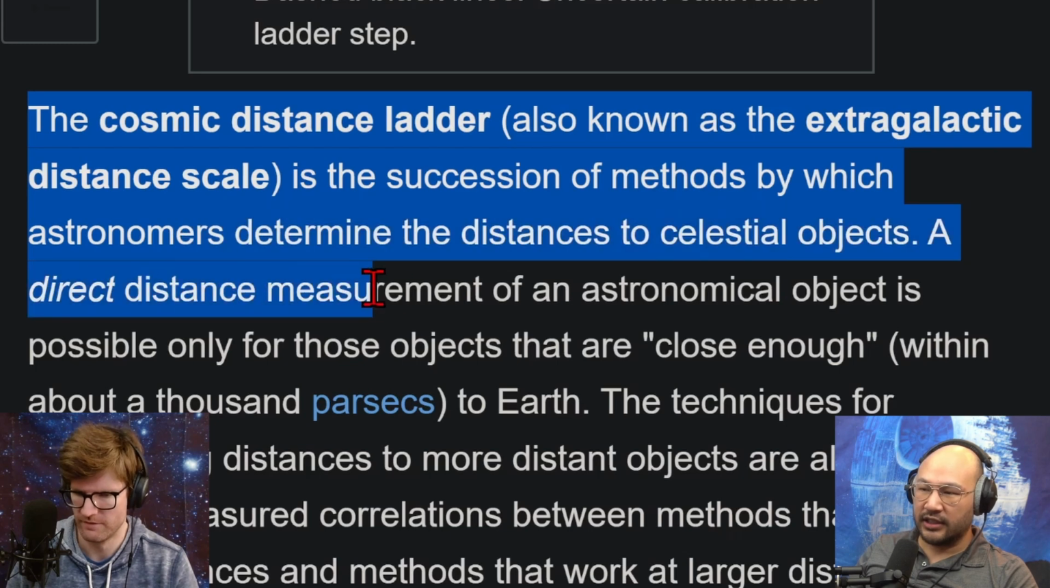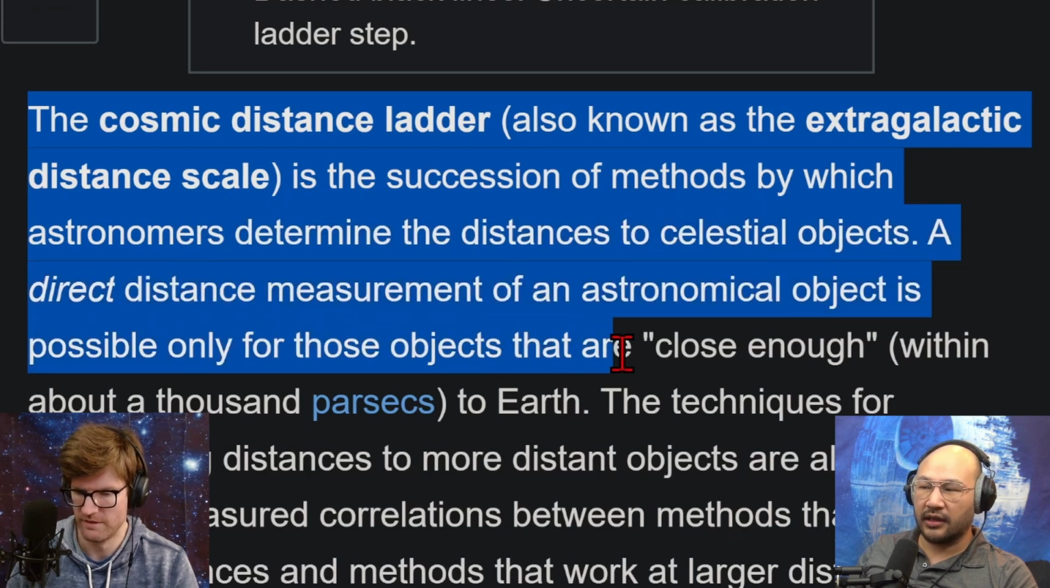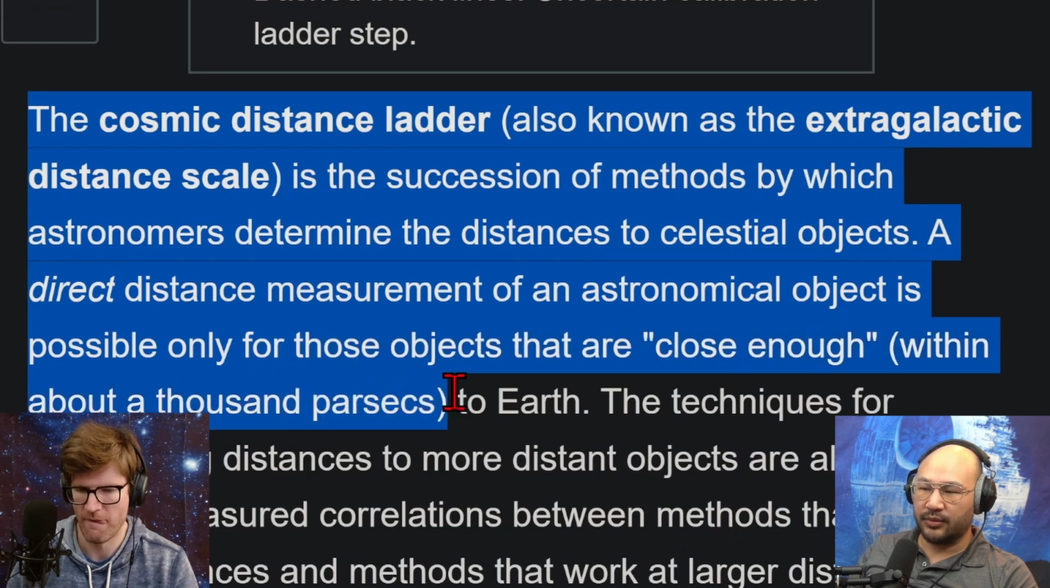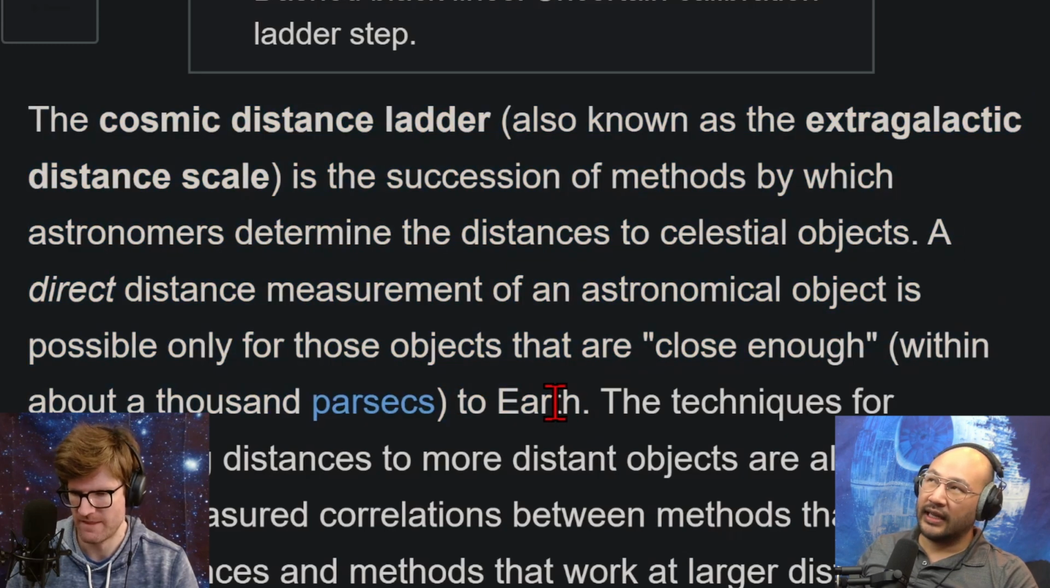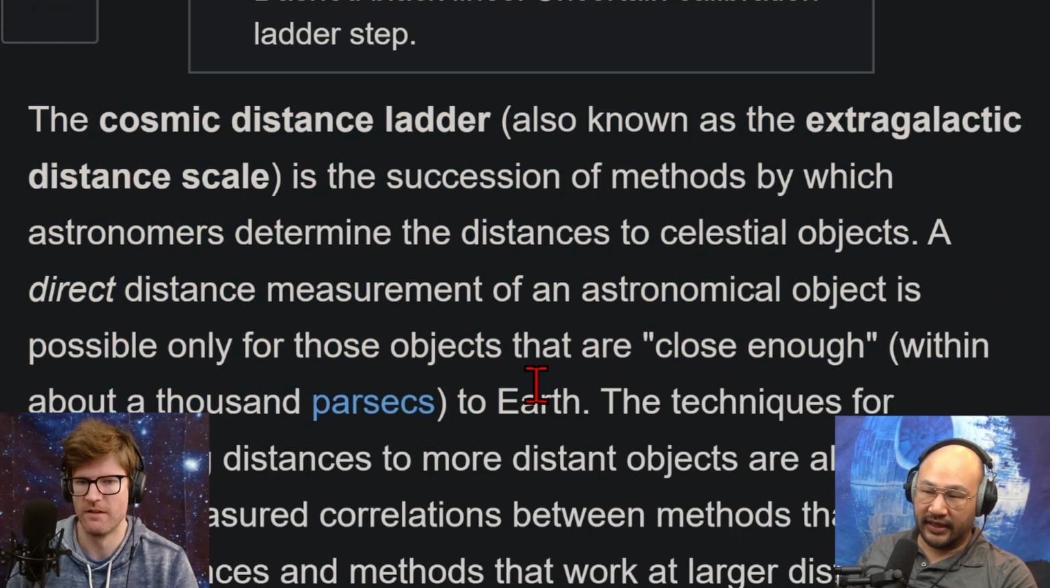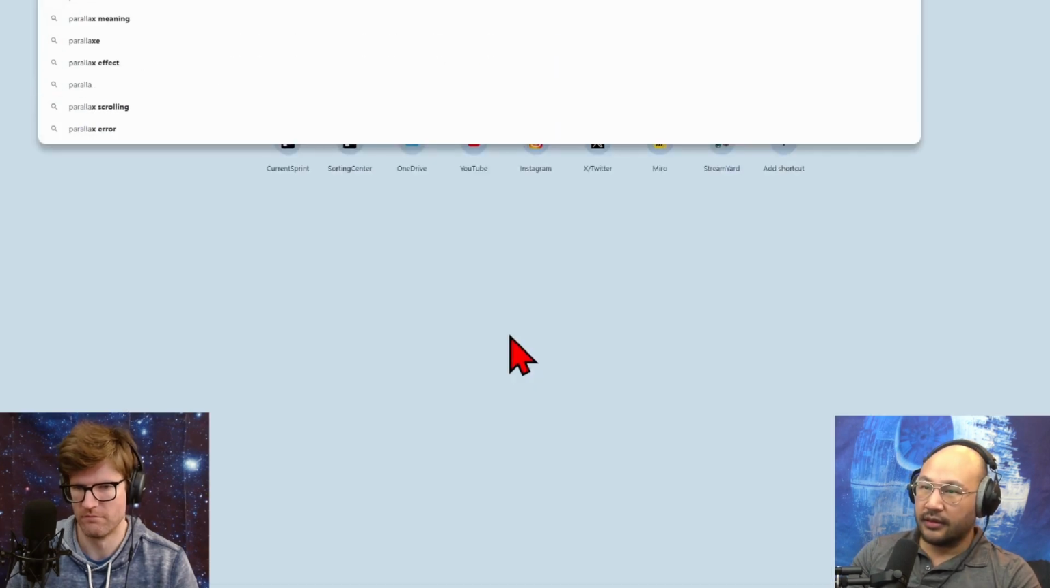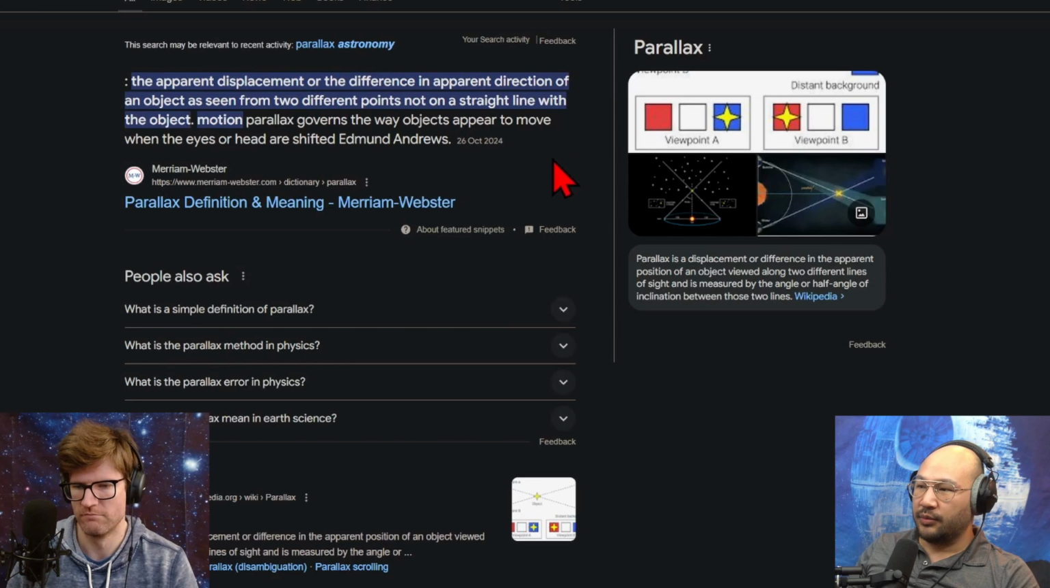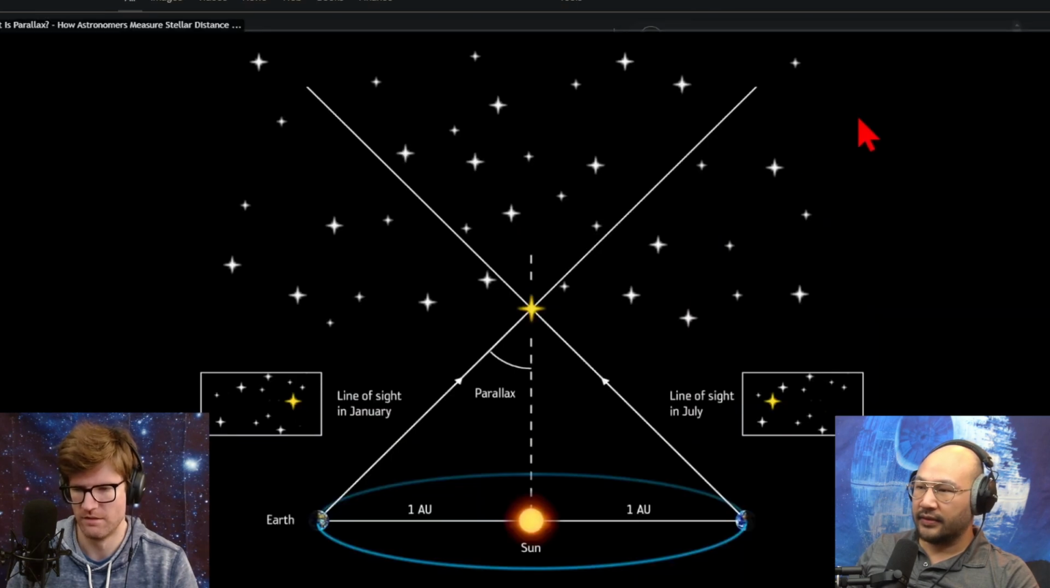A direct distance measurement of an astronomical object is possible only for those objects that are close enough, within about 1,000 parsecs to the Earth. And so that's, say, like the sun. The sun we can see the distance of, it's just right there. If things are close to the Earth, 1,000 parsecs, not too far, then we can use parallax. So parallax is this.